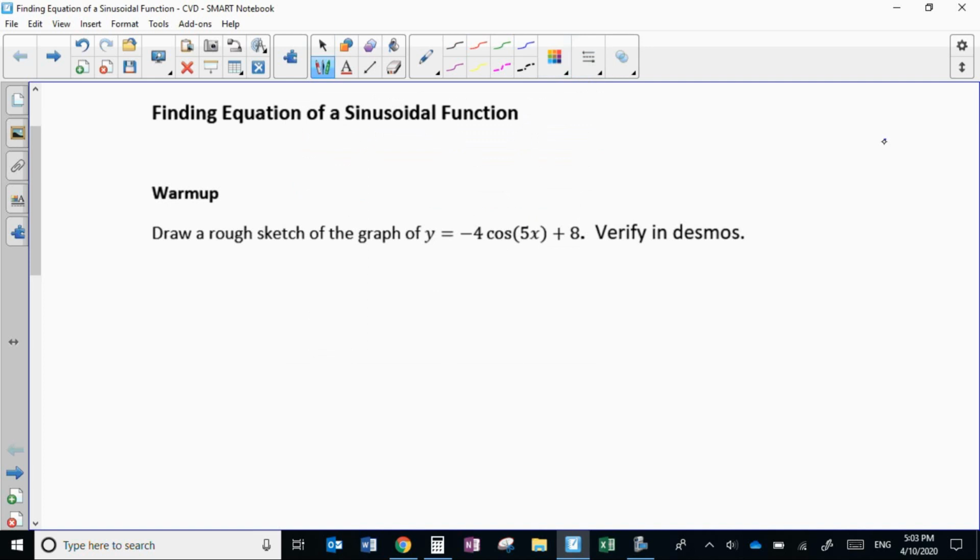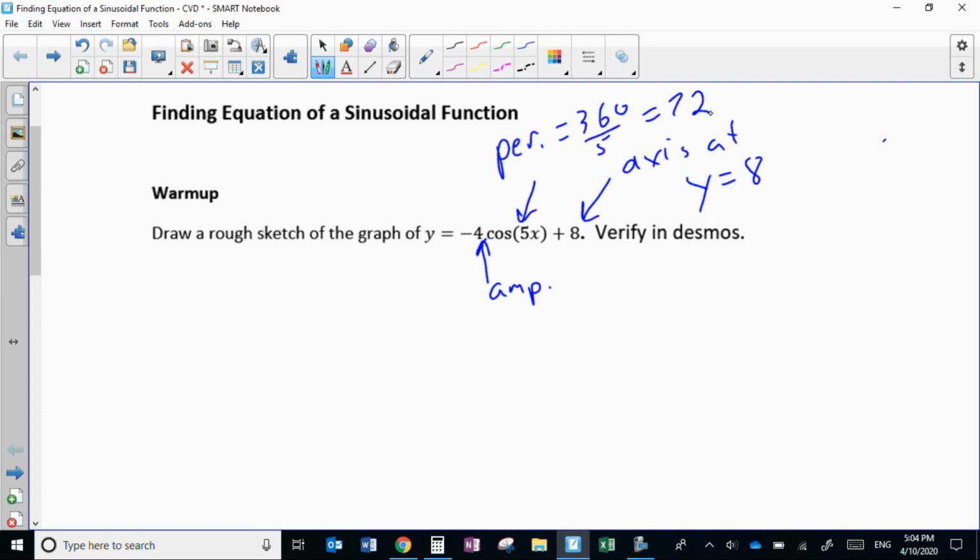Just as a quick warm-up, a little bit of a review, let's take a look at sketching a graph of, in this case, a cosine function given its equation. I have to be able to recognize a few things. First of all, the 4 gives me the amplitude of that graph, or amp for short. The 8 gives me the equation of the axis, so the axis is at y equals 8. And finally, the 5: instead of having a period of 360, this graph is going to have a period of 360 divided by 5, which is 72.